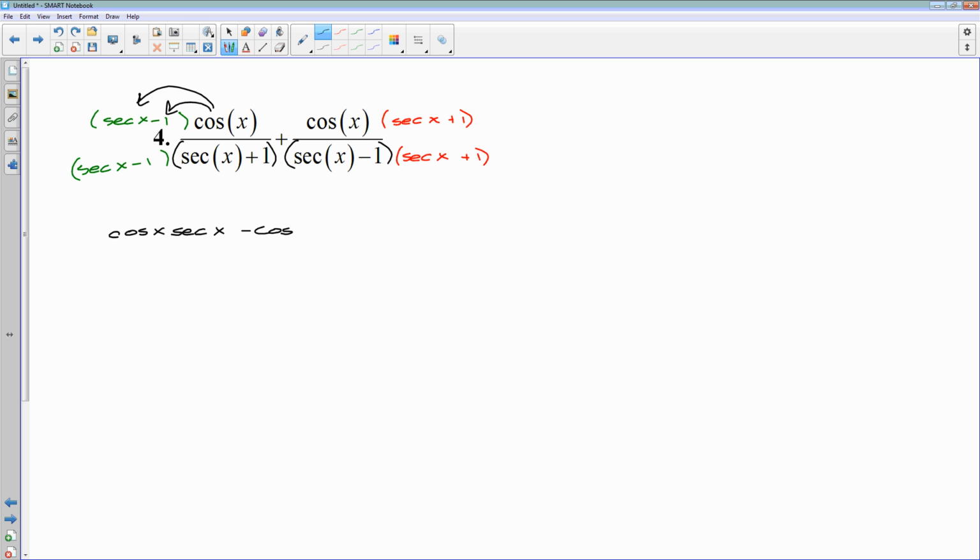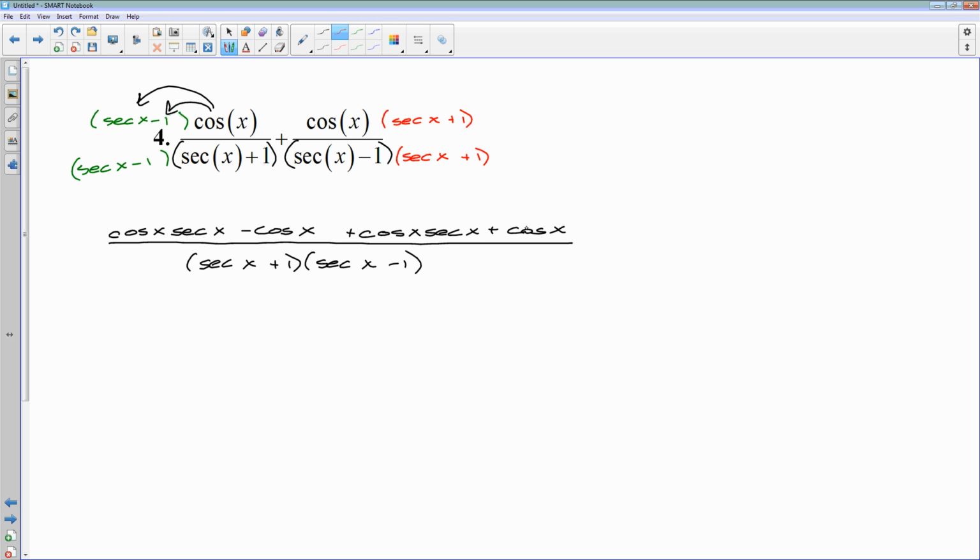Cosine times 1 is cosine x. And then plus, I'm going to distribute my cosine here. Cosine times secant, cosine x secant x. Cosine times 1 is cosine x. And then on bottom, I've got secant x minus 1 times secant x plus 1. When you add things, you don't add the denominators or anything. So that's going to leave me with secant x plus 1, secant x minus 1. Then we start seeing how this cleans up.